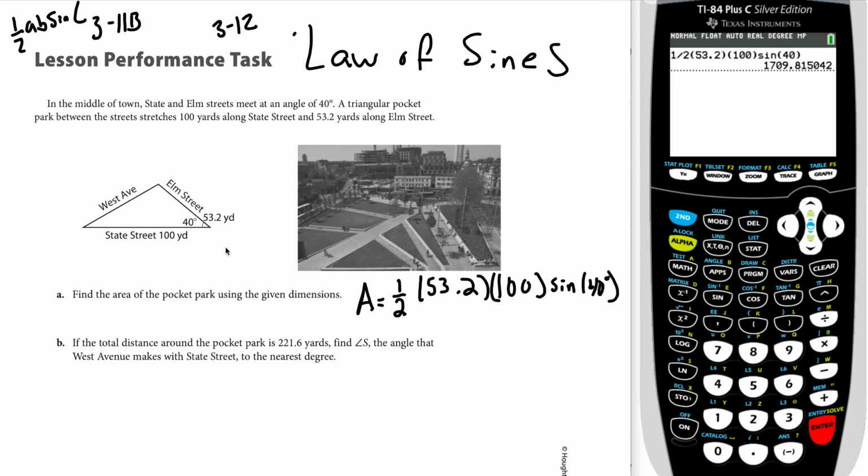So the area of the park, we're not told how to round, so let's round to 2 decimal places. If I didn't make it clear, that's okay, or maybe I did in the Google Sheet, you'll have to check. So 1,709.82 square yards. Please make it square yards. It's yards because we're given yards, and it's square yards because you're doing area. When you multiplied 53.2 and 100, you also did yards times yards, and that's where the yards squared came from.